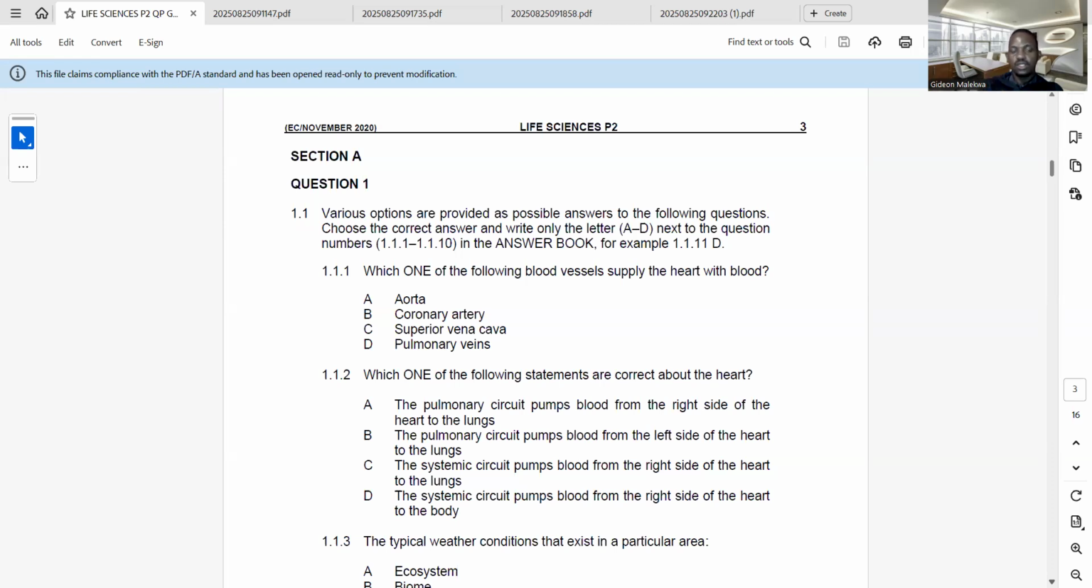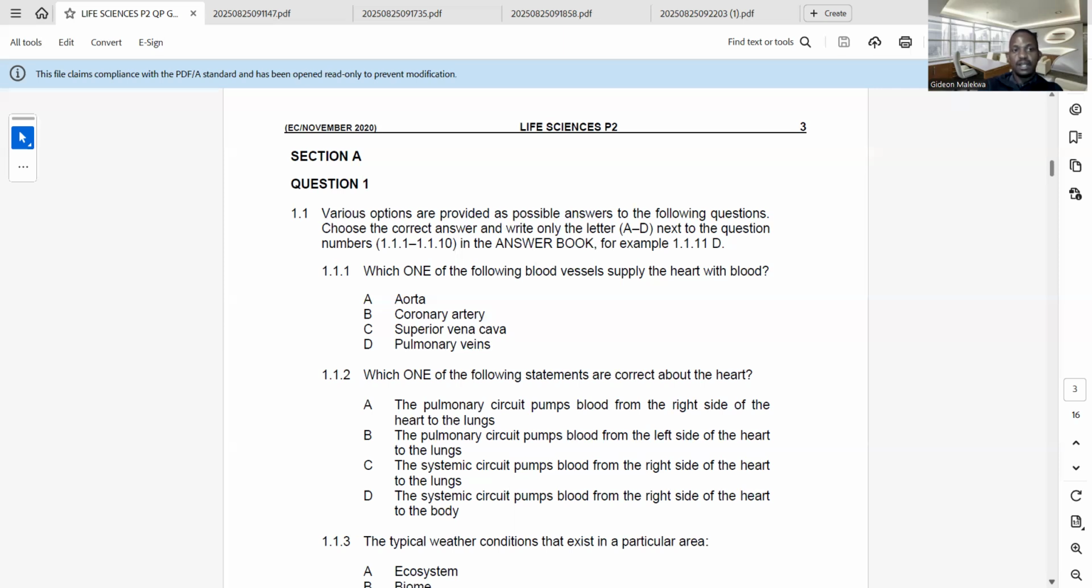Question one, choosing the relevant questions. It says various options are provided as possible answers to the following questions. Choose the correct answer and write only one letter, A to D, next to the question numbers 1.1.1 to 1.1.10 in the answer book. For example, 1.1.11 answer is D. Question: which one of the following blood vessels supply the heart with blood?